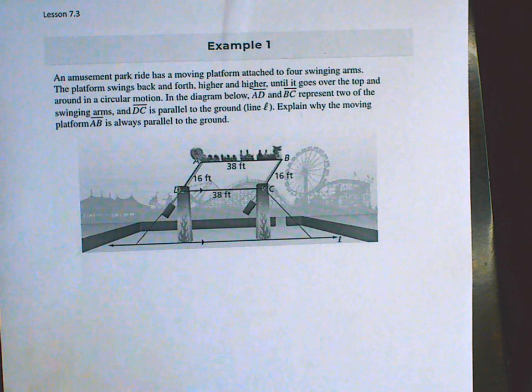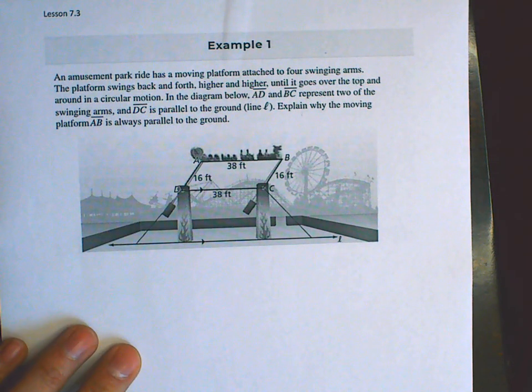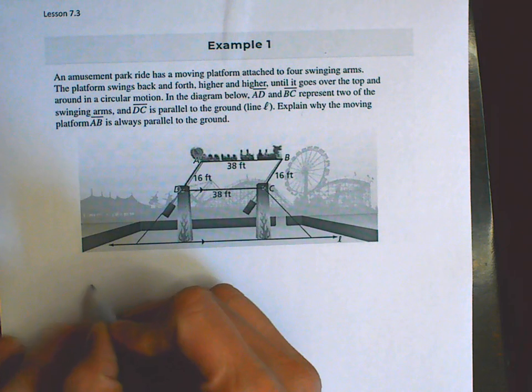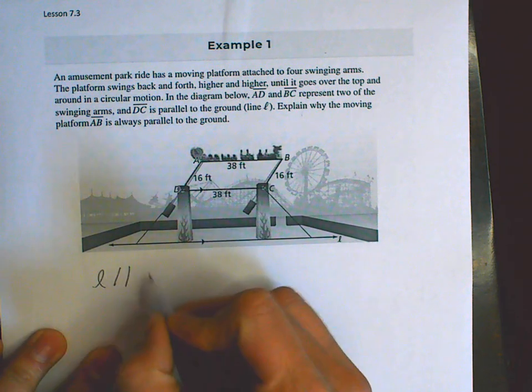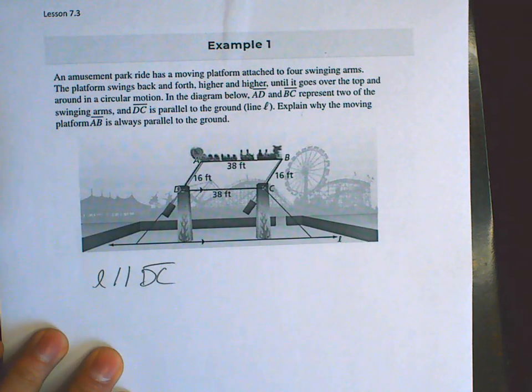It says, an amusement park ride has a moving platform attached to 4 swinging arms. The platform swings back and forth, higher and higher, until it goes over the top and around in a circular motion. In the diagram below, AD and BC represent 2 of the swinging arms, and DC is parallel to the ground L. Explain why the moving platform AB is parallel to the ground. The only thing they tell me here is that L is parallel to DC. That's provided already for me.